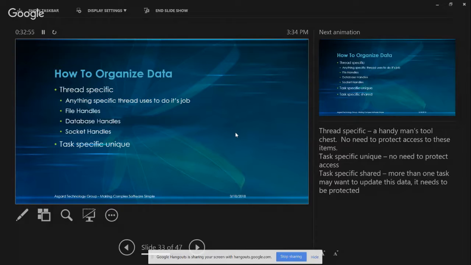Task-specific, unique. Once again, if it's unique to a task and you only have one thing doing that task, then you don't have to block it. Or think of it this way: you could have a bunch of people at H&R Block. They're all doing taxes, right? The task-specific data in this case would be an individual person's receipts, their W-2s, their 1099s, all the information necessary to do the taxes.